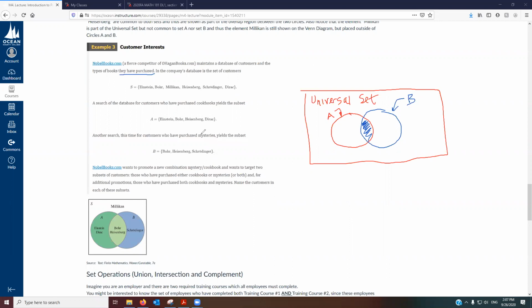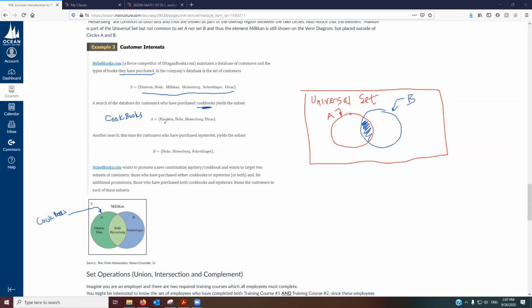Okay, so here is the set of all customers. I'm thinking of that as the full universal set. Then there's a set of customers that purchase cookbooks. I'm going to call that set A. So set A are the people that purchase cookbooks. I'm going to put all those people in this green circle, cookbooks.